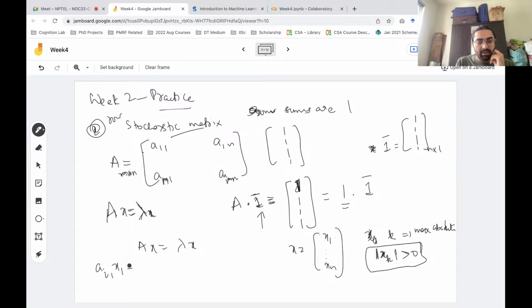Since xk is non-zero, I mean more than 0, you'll end up proving that lambda, in question b, is less than or equal to 1. So it's a simple thing. Just expand this particular expansion and apply something like the triangle inequality, which governs how this modulus operator works. You just need to know this, and you'll be able to come to this answer.